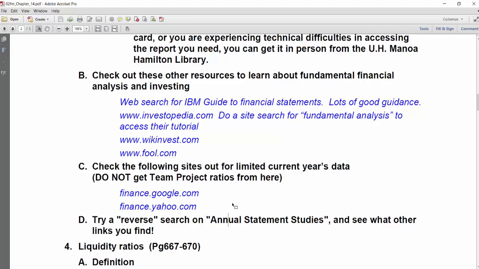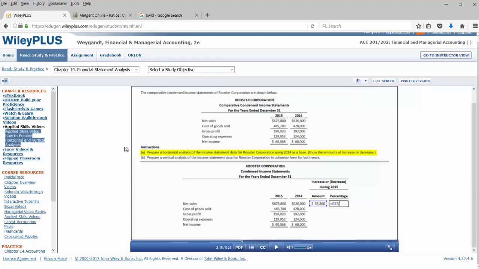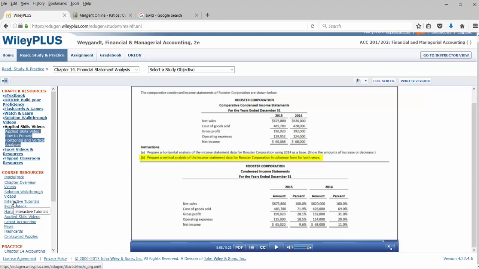Before getting into specific ratio computations, let's take a look at the resources that are available for you on Wiley Plus. In Wiley Plus, you have under Read, Study, and Practice for a particular chapter, applied skills videos, such as this one here that walks you through doing a horizontal analysis, where we determine the percent of the net sales, and a vertical analysis. We also have Excel videos and resources, interactive tutorials that walk you through and ask you for some input as you go along the way, and solution walkthrough videos.